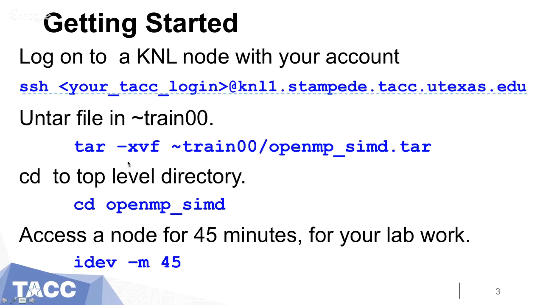So what you do is SSH to the KNL machine. You untar the file that's in train called openmp, all lowercase, underscore simd.tar, and then you cd down in that directory. And you don't have to use IDEV. You can just do this on the front end.